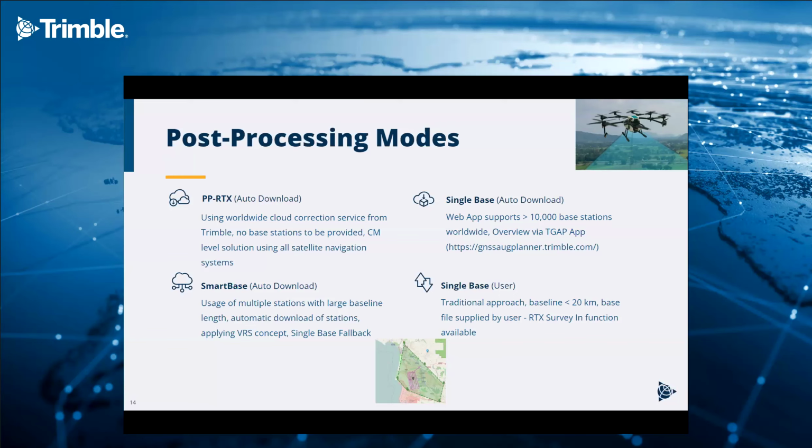In addition to this very easy PP-RTX mode, we also have the traditional processing modes. This is the single base processing mode, where we can also automatically download available base stations from a database that we maintain. We speak about more than 10,000 base stations that we support. And a little hint here, we have a Trimble GNSS augmentation planner app where you can see the base stations that are surrounding your mission area. It's a free of charge app. I have another slide at the end of this presentation where I explain a little bit around it.